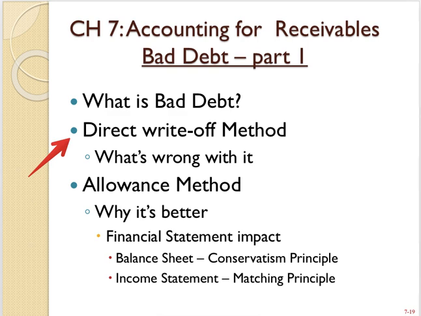One is the direct write-off method, and it is not the preferred method, and we'll talk about why it's not preferred and what's wrong with it. And then we're going to learn about a better method called the allowance method, and we're going to talk about why it's better, and specifically the financial statement impact that the allowance method has, how the balance sheet follows the conservatism principle, and the income statement follows the matching principle, which the direct write-off method does not.